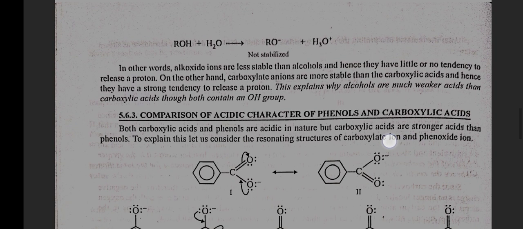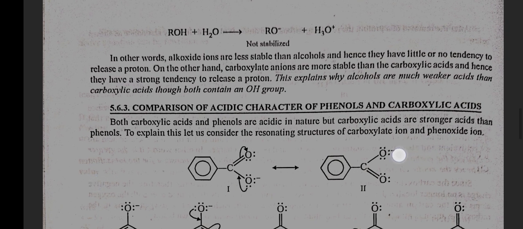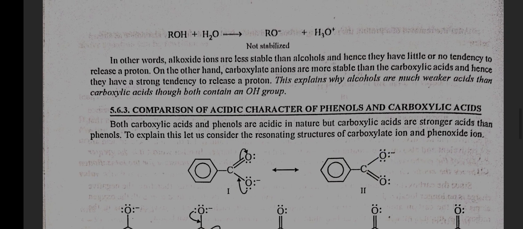In other words, alkoxide ions are less stable than alcohols and hence they have little or no tendency to release a proton. On the other hand, carboxylate anions are more stable than the carboxylic acid and hence they have a strong tendency to release a proton. This explains why alcohols are much weaker acids than carboxylic acids, though both contain an OH group.